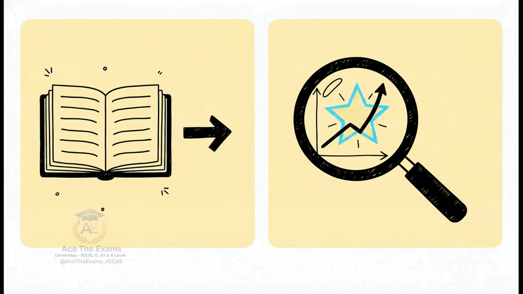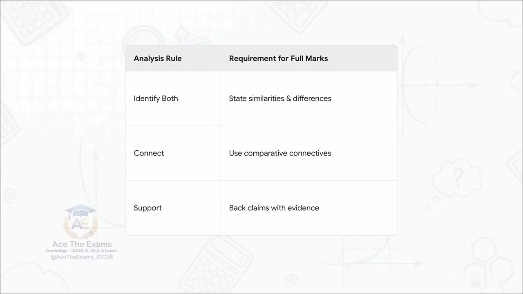Now, you might think comparative analysis is something you only do in history essays, but believe it or not, it's totally required here too. If a question asks you to compare different functions or rates of change, you absolutely must identify both sides, clearly state the similarities and the differences, use clear comparative connectives, and, this is key, back every single claim with hard mathematical evidence from your derivatives. You really have to draw firm conclusions to secure those full marks.